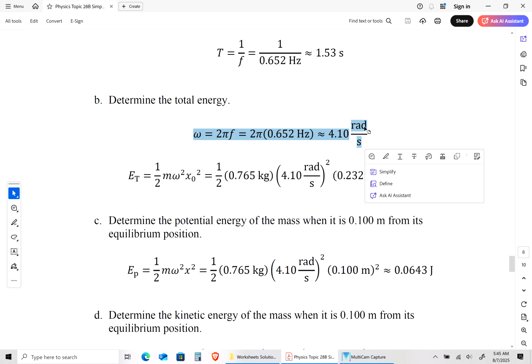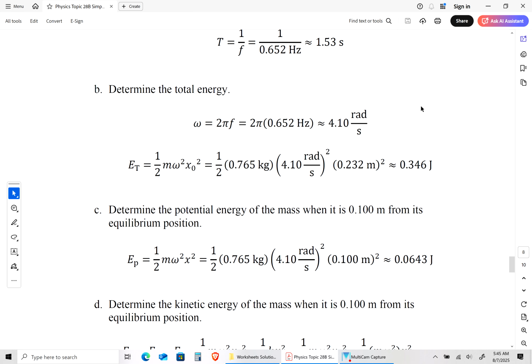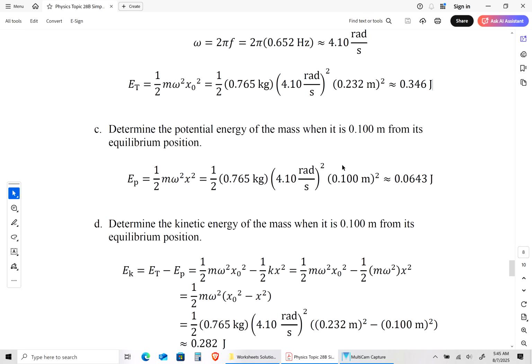Let's solve for omega, angular frequency. Let's plug it into this total energy equation. Part C, determine the potential energy of the mass when it is 0.1 meters from its equilibrium position. So this is potential energy, so we got this. Plug everything in, we get this.